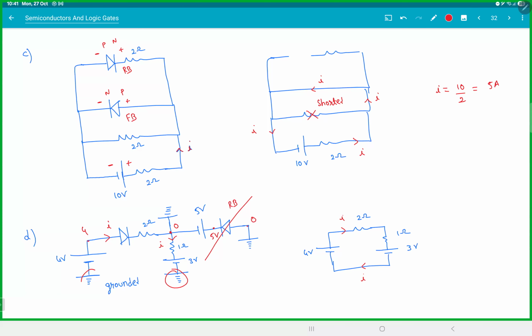Basically, this is grounded. This is grounded. And I can join them, isn't it? Since both are grounded, they are at the same potential. I can just join them. And if you want, I can put something like this. So current will be 4 minus 3, 1 by 3 ampere. Sure with this.